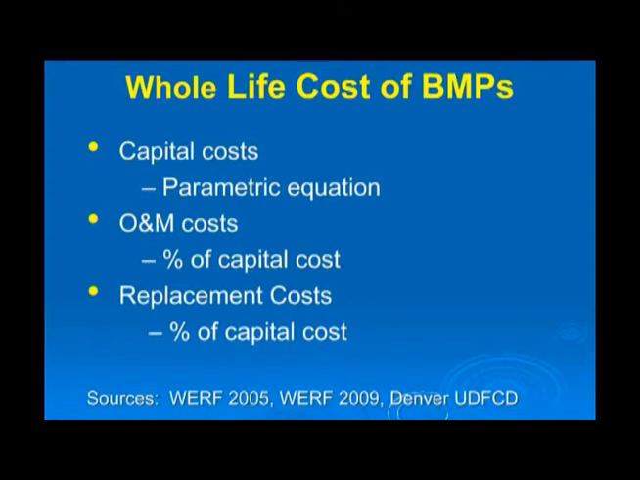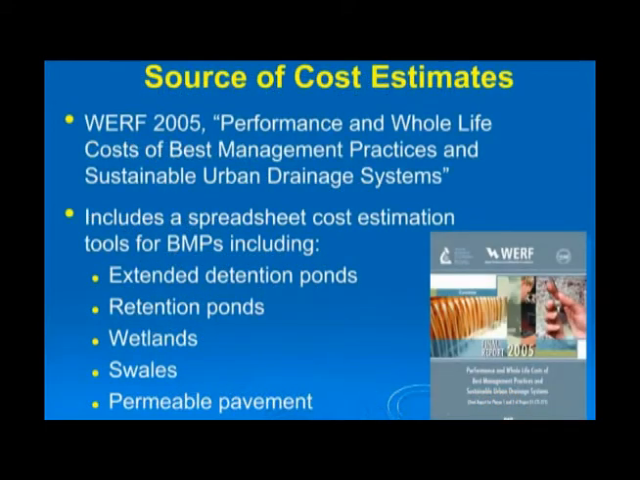The estimation of whole life costs is BMP specific and includes capital costs, O&M costs as a percent of the capital cost, and replacement or salvage cost at the end of the useful life of the BMP. The cost calculator is based on information and software developed in other studies. Cost data for extended detention ponds, retention ponds, wetlands, swales, and permeable pavement comes from a 2005 WERF study.